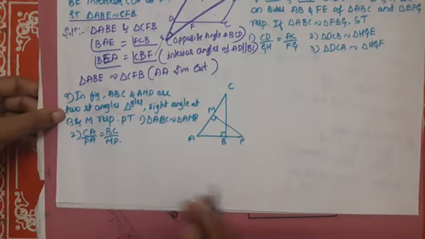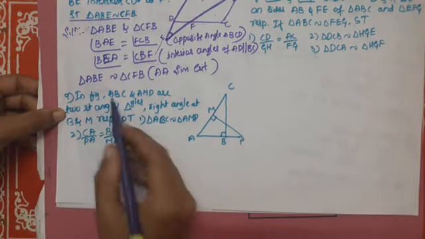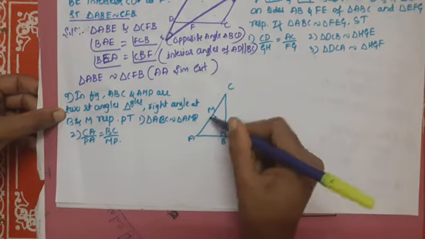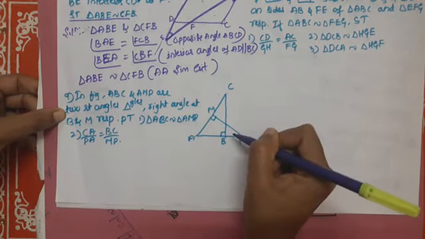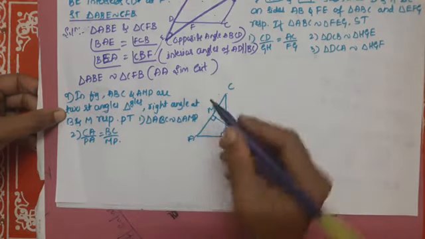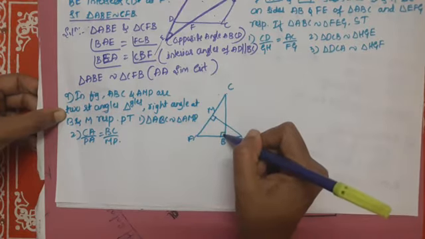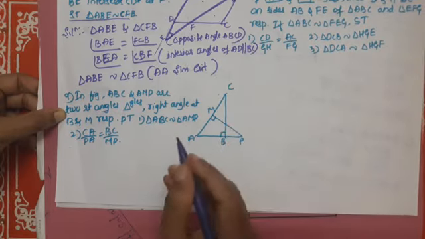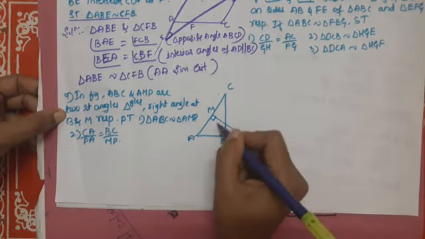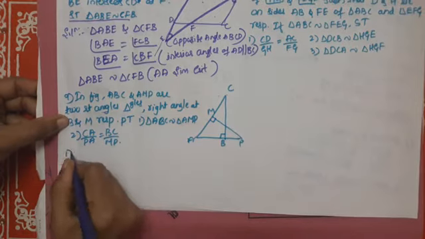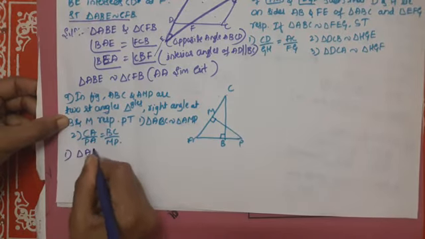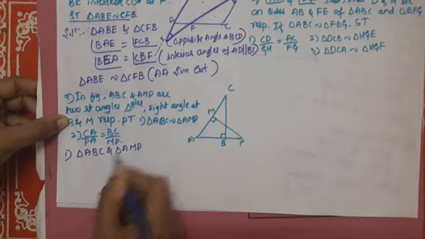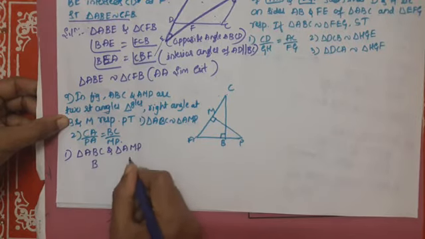So in ninth question, in the given figure, ABC and AMP are two right angle triangles. They are right angled at B in ABC, and AMP is right angled at M. So here we need to prove first that these two are similar, that is, triangle ABC and triangle AMC. Here we know B is 90 degrees, here M is 90.